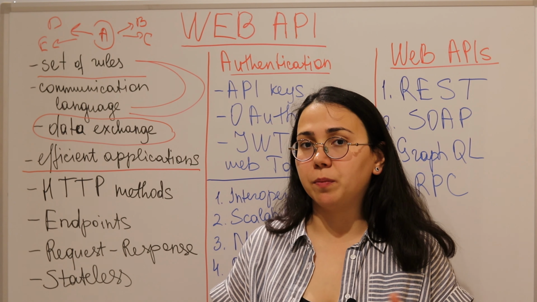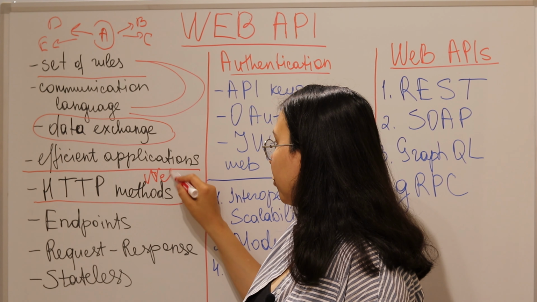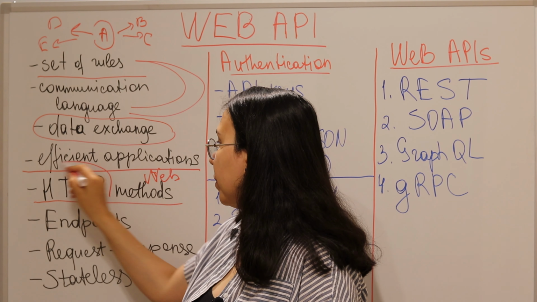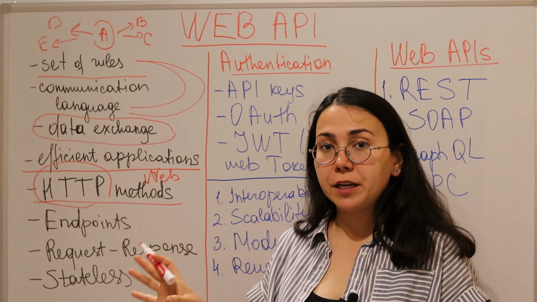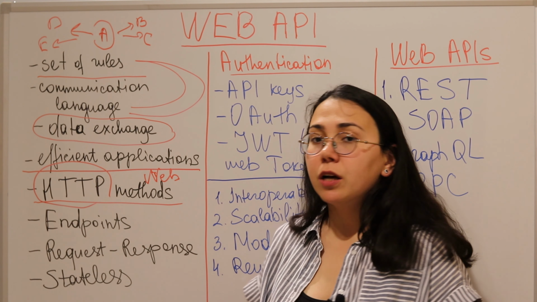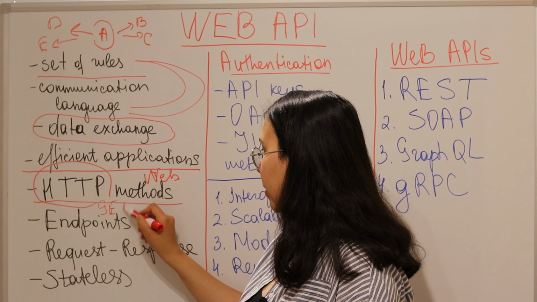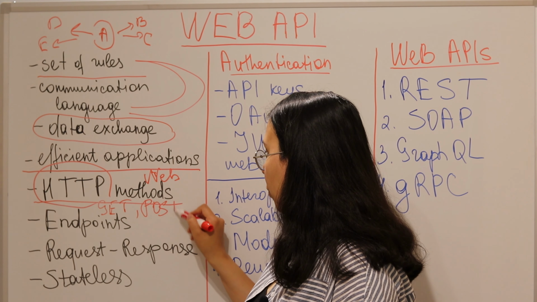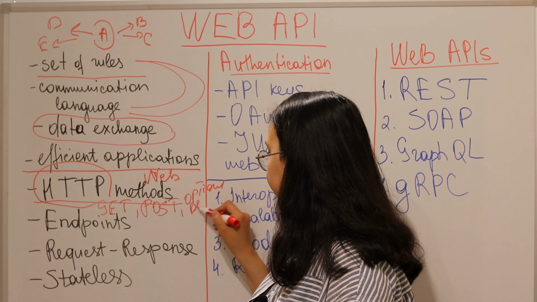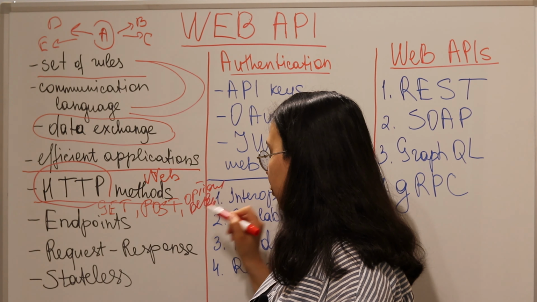Web API specifically uses HTTP methods, and that's where the name web comes from. It's for web applications, and the lifeblood of web applications is the HTTP protocol. Don't forget to watch my video on the HTTP protocol. It's very, very useful. That's the main differentiating point of web API, the fact that it uses HTTP methods. And methods of HTTP, let me remind you quickly, are for example GET, POST, OPTIONS, DELETE, etc. For the full list of methods, please watch my video.